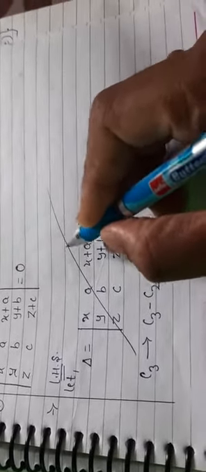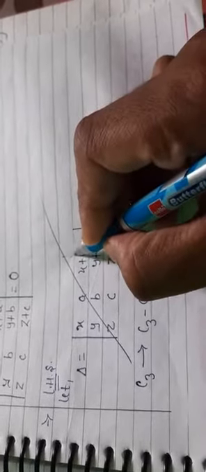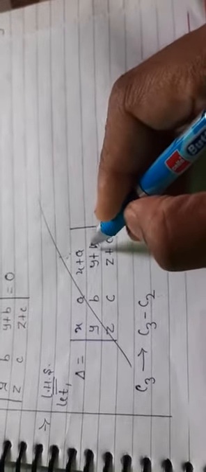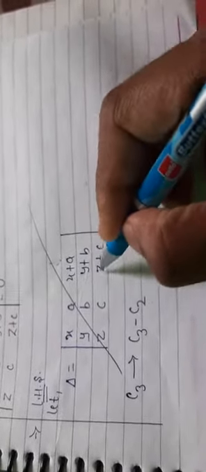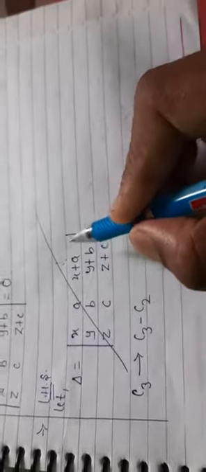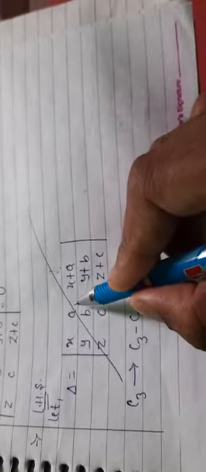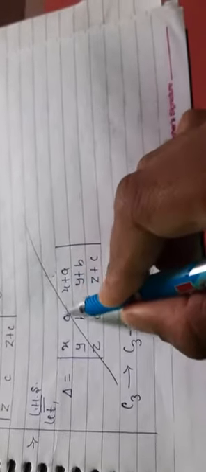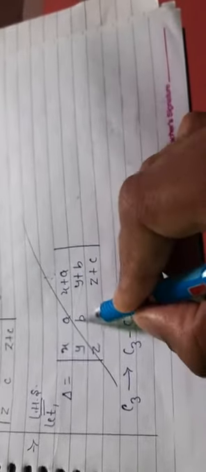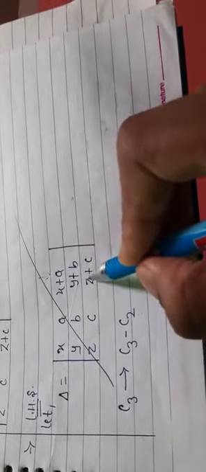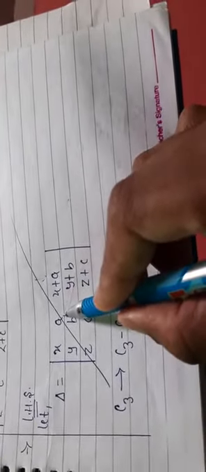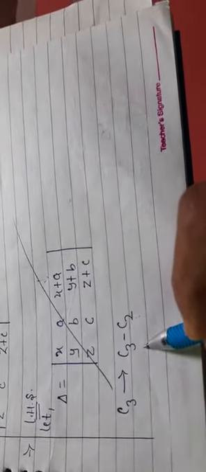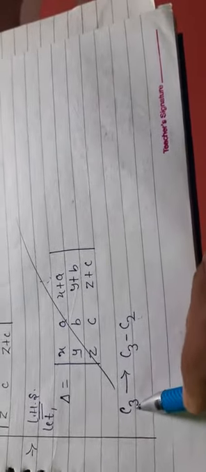Why did I take this? Firstly, see this is your C3 column, okay. This x plus a, y plus b, and z plus c is the C3 column, and this is your C2 column: a, b, c. So a to a will cancel when we subtract C3 minus C2. Then b to b will cancel and c to c will cancel. That's why only x, y, z will remain when we subtract C3 minus C2. That's why I am taking this operation, C3 minus C2. So we are changing C3.